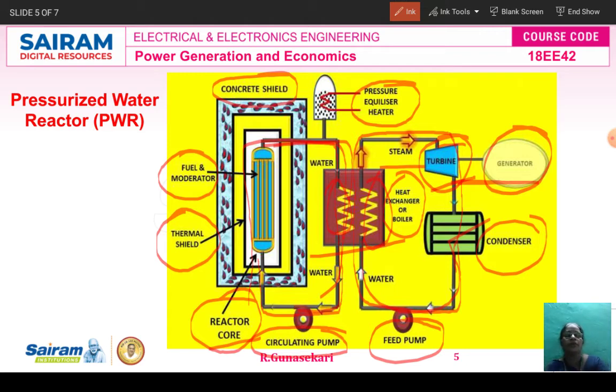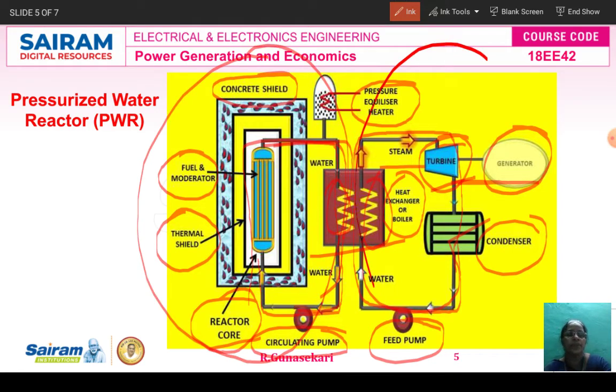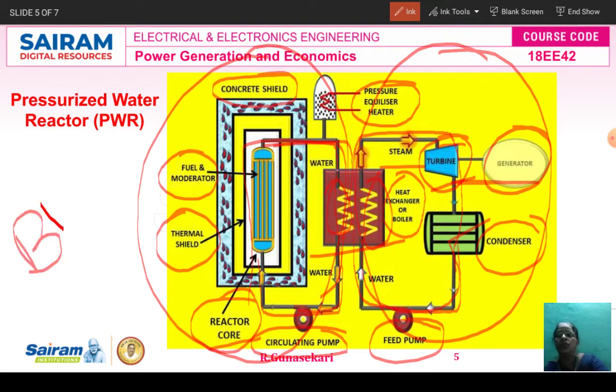So one primary circuit, one secondary circuit, two circuits. This is the one circuit. This is the other circuit. Two types of circuit are used in the pressurized water reactor. So what is the difference between the boiling water reactor and the pressurized water reactor?